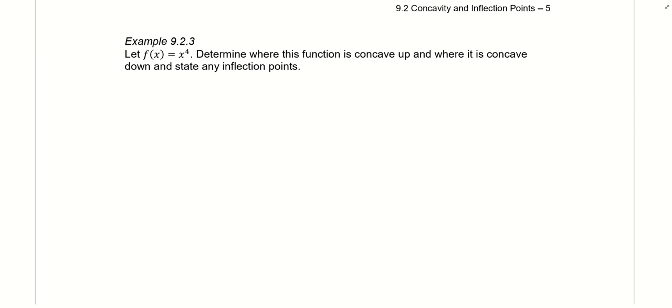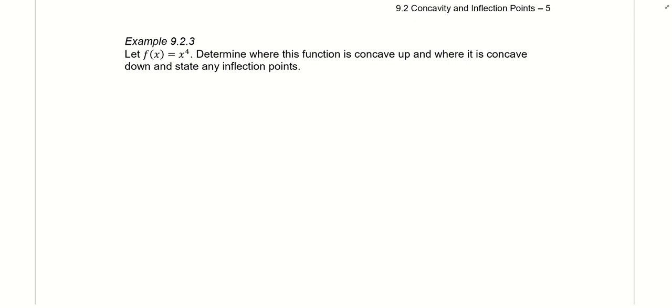Let's do a couple more examples. So this one is a pretty easy one, but it's worth looking at just to mention a little bit more about inflection points. So for this example on page 5, we have a nice simple function, f of x is x to the 4th. And we want to determine where this function is concave up, where it's concave down, and state any inflection points if they exist.